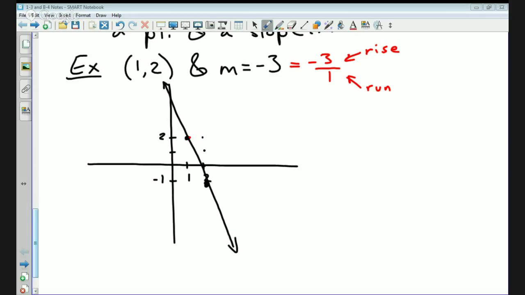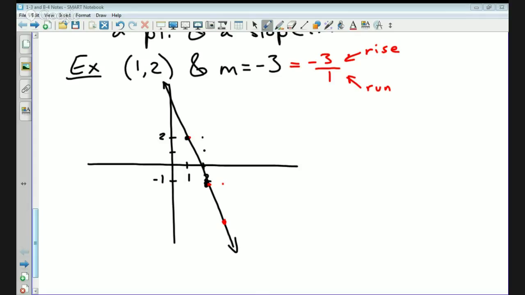And if I were to go to this point, run 1 and drop down 3 more, I should also get another point on the line. So if they give you a point and a slope, all you have to do is plot the point, use the information from the slope to rise and run the proper amounts, and that will get you to the new point on the line, and you connect those 2 dots, and you've got your finished product.